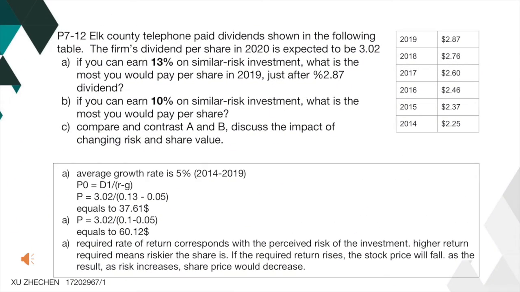Now we move on to question 12. The ELK County Telephone paid dividends shown in the following table. The firm's dividend per share in 2020 is expected to be 3.02. Question A. If you can earn 30% on similar risk investment, what is the most you would pay per share in 2019, just after the $2.87 dividend?